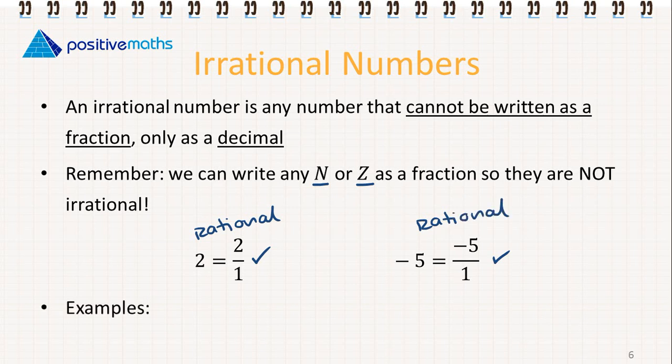So let's think of examples then of irrational numbers. So pi, for example, is an irrational number. 3.142, continuing on. We cannot write this number as a fraction. The square root of 2, another irrational number. It cannot be written as a fraction.